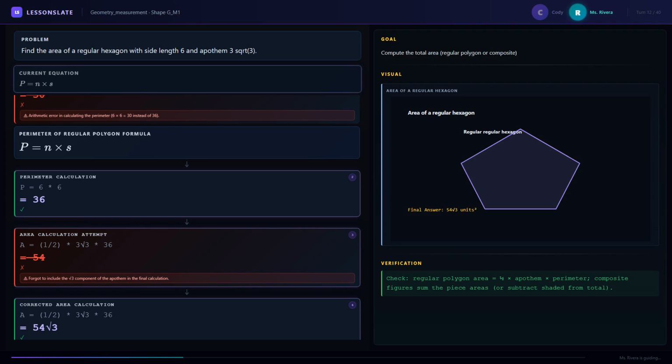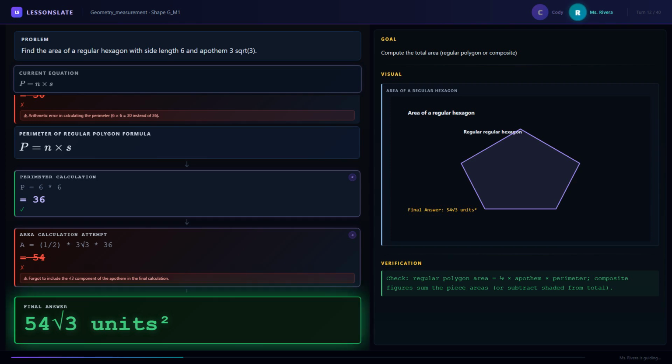To summarize, we used the formula A equals 1/2 times A times P. First calculating the perimeter P equals 6 times 6 equals 36, then plugging in the apothem 3 square root of 3 and the perimeter to get A equals 1/2 times 3 square root of 3 times 36, which simplified to 54 square root of 3 square units.